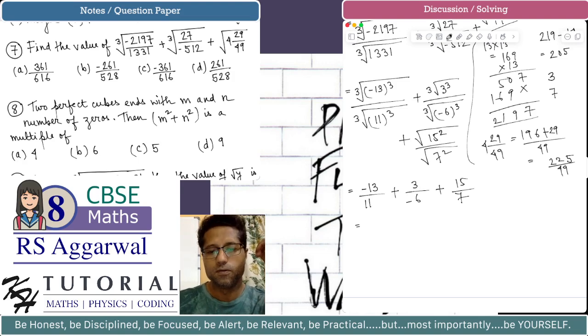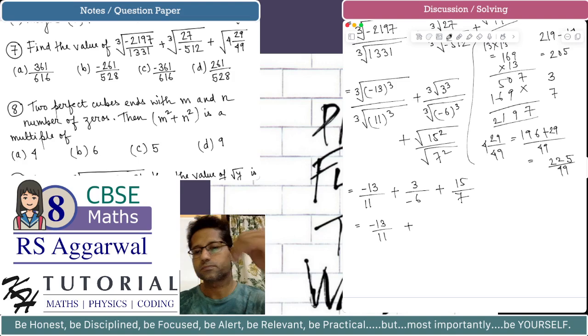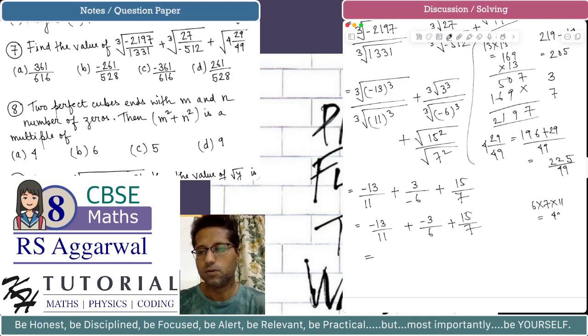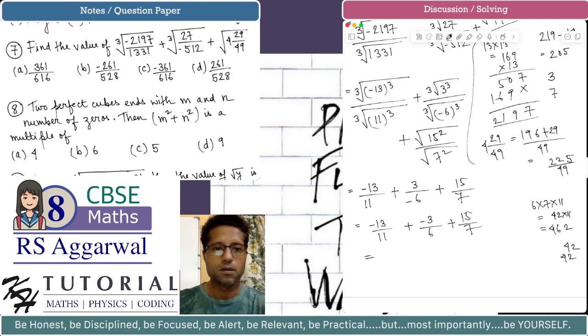So this is equal to minus 13 by 11 plus minus 3 by 6 plus 15 by 7. So the LCM will be 6 into 7 into 11, which is 42 into 11, which is 462.